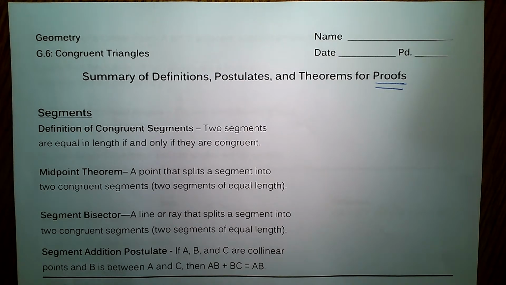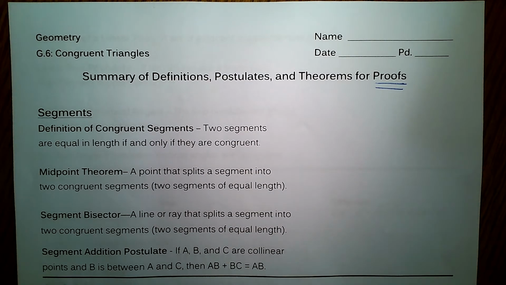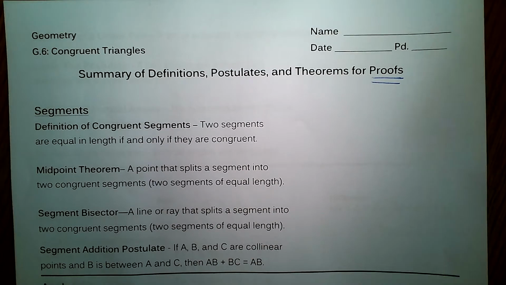What I've got here for our notes today is just a summary of all the definitions and postulates and theorems that we've learned so far this year that will be helpful in proving that two triangles are congruent. You're currently in a unit about congruent triangles, and it's our task here to build what's called a formal proof, a two-column proof to prove two triangles congruent.